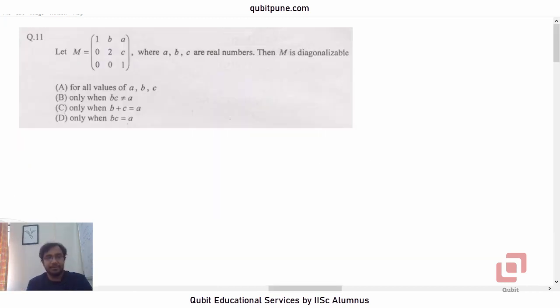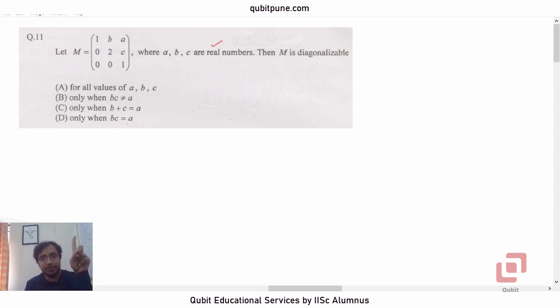Question number 11. Let M be the matrix with rows (1, B, A), (0, 2, C), (0, 0, 1), where A, B, C are real numbers. Then M is diagonalizable for all values of A, B, C only when BC is not equal to A, only when B plus C is equal to A, only when BC is equal to A.